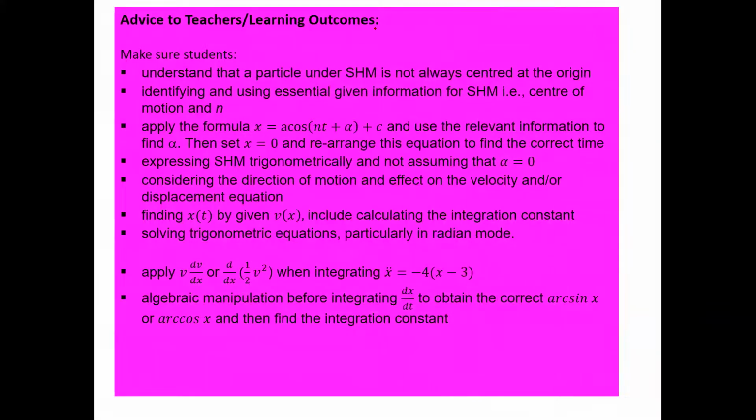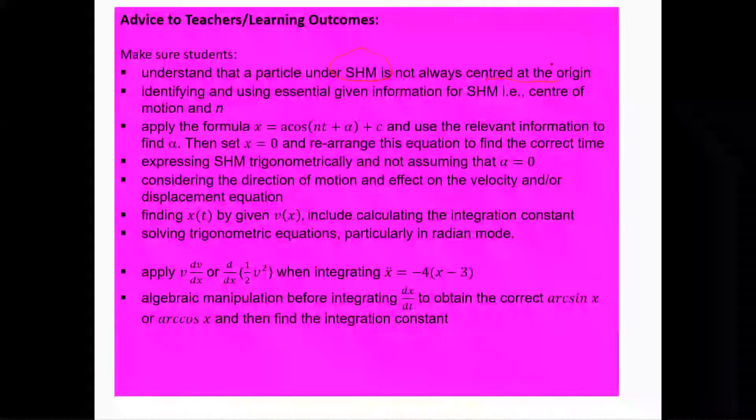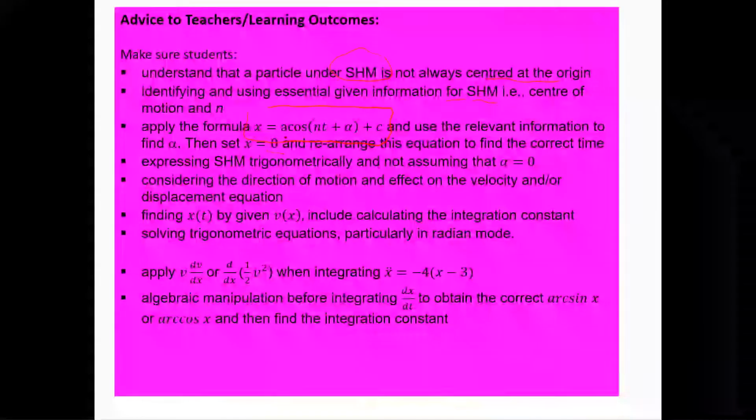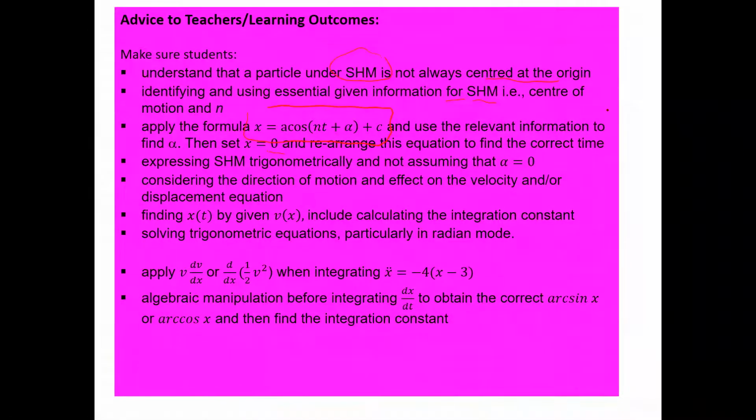The advice to teachers: make sure students understand that a particle under simple harmonic motion is not always centered at the origin. Identify and use essential information for simple harmonic motion, the center of motion, and n. Apply the formula x equals a cos(nt plus alpha) plus c, and use the relevant information to find alpha. Then set x equals 0 to find the time.